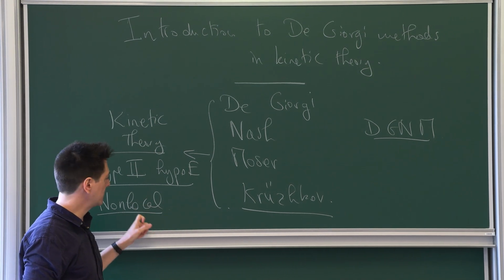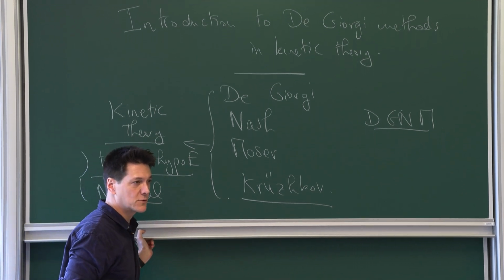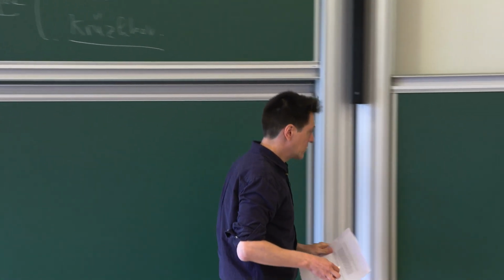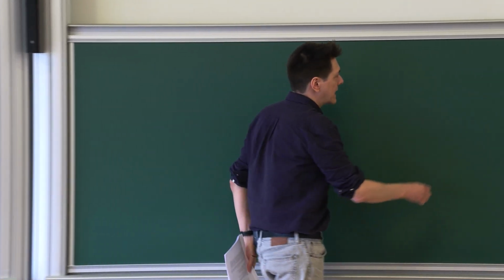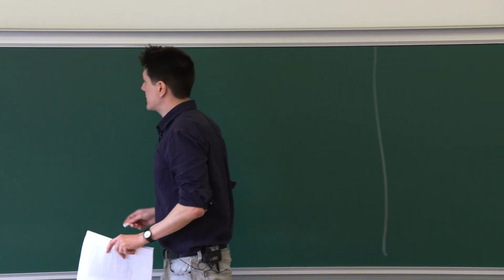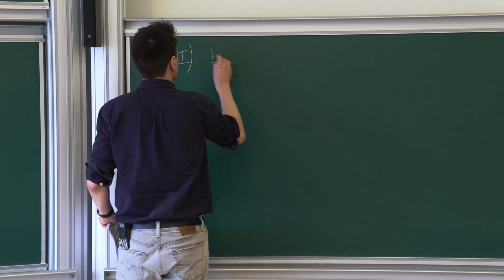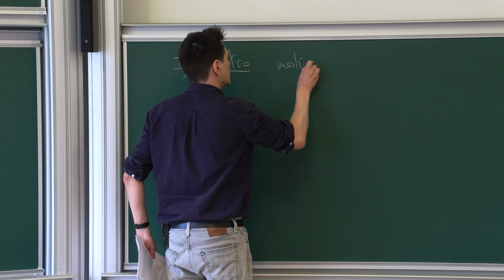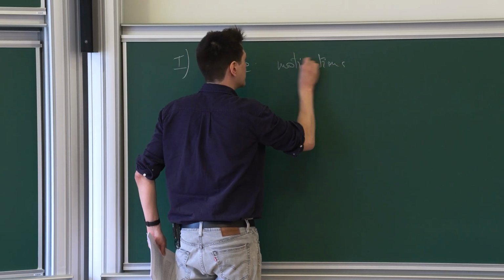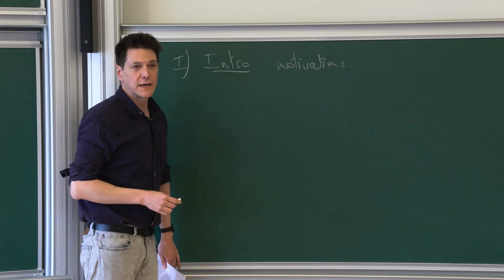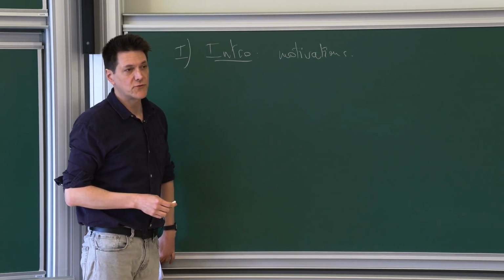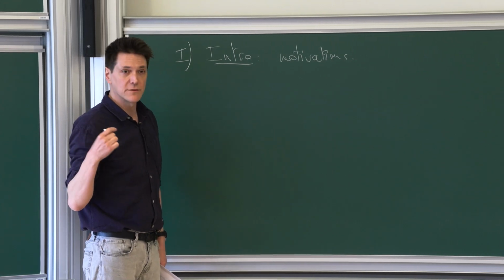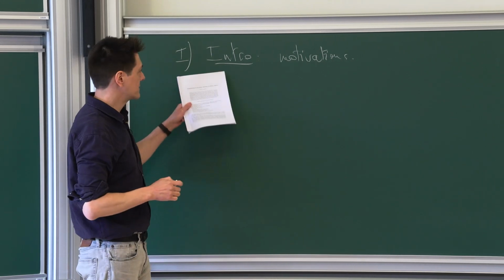I don't know if I will have time to arrive at non-local operators in this course, but that is the idea. So the tentative plan is the following. I'll introduce the motivations. Three main motivations: the 19th problem of Hilbert, the Hörmander theory of hypoellipticity, and the problems of mathematical physics in kinetic theory. So I'll explain these three things in the introduction.